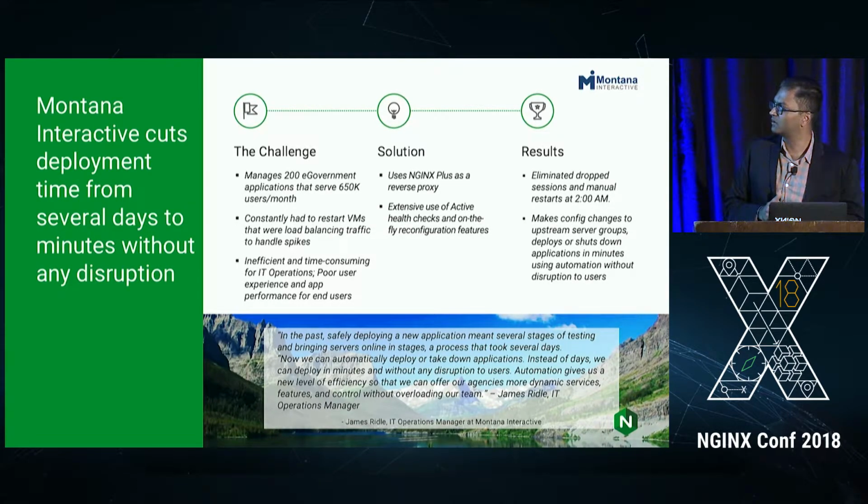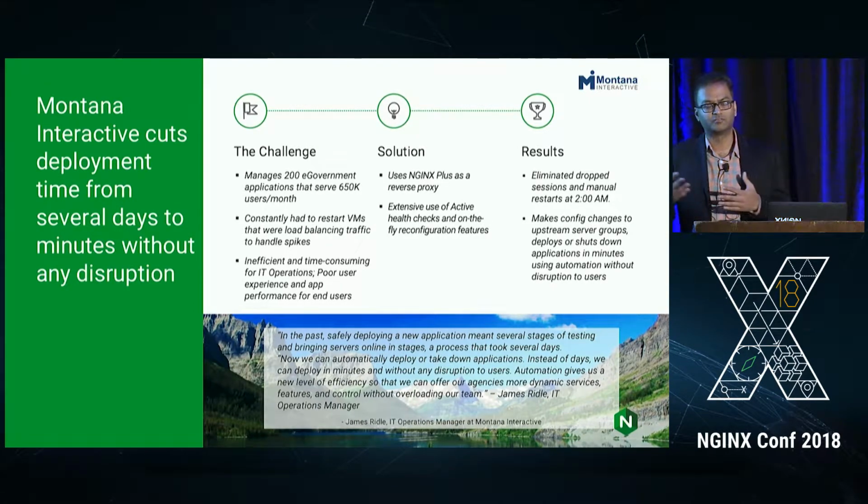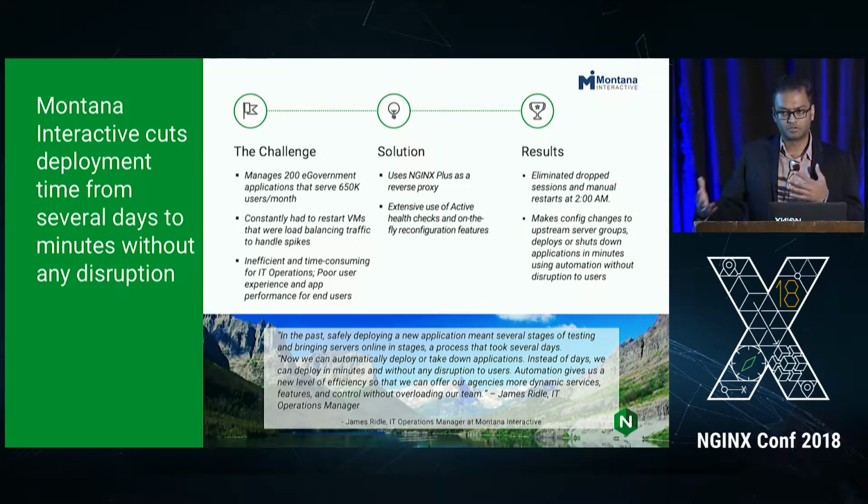They started using NGINX Plus as a reverse proxy. We have capabilities on the NGINX Plus side, on-the-fly reconfiguration, so being able to dynamically make changes without restarting NGINX. And we have active health checks, pinging all your upstream servers, and if anything is down, making sure it's load balanced with the remaining servers. So they were able to, first of all, not wake up at 2 a.m. and restart, because it's done automatically now, and to make config changes to upstream server groups without disruption to users, right? Pretty powerful.